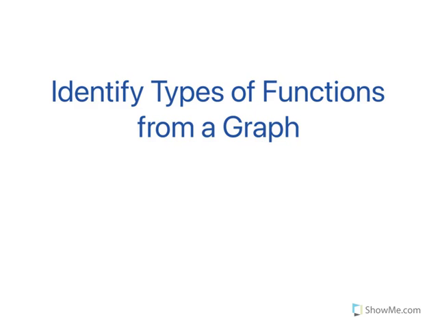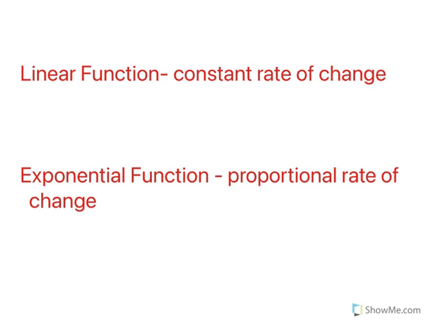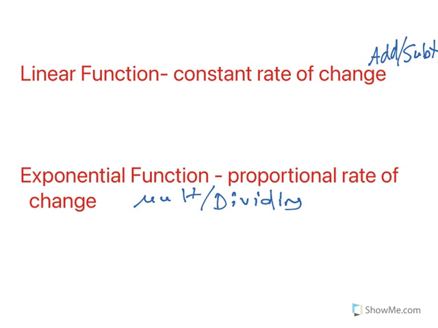Identify types of functions from a graph. So first we have a linear function, which is a constant rate of change. So this is adding or subtracting consistently the same number over and over and over, whereas exponential is multiplying or dividing over and over and over.